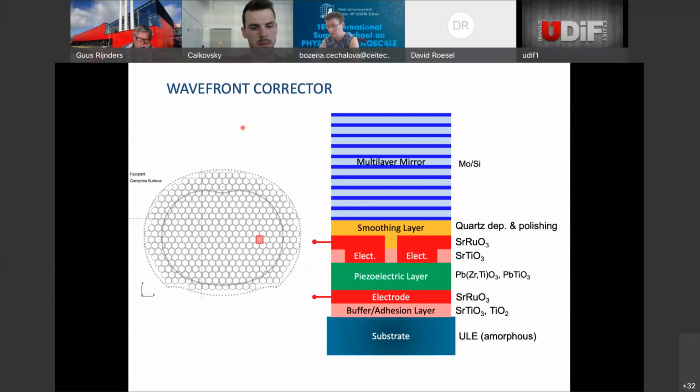So this is kind of how a wavefront corrector could look like. This is a mirror where you have these different patches. If you look at a single patch here, you might have a multilayer made out of molybdenum and silicon, with a reflection at 13.5 nanometers. This is on top of a piezoelectric stack, on top of this substrate, which is this ultra low expansion glass, which is amorphous. We wanted to put this piezoelectric layer in, acting as a kind of piston. If you apply an electrical field across this piezoelectric layer, this layer would move up and would distort the wavefront.